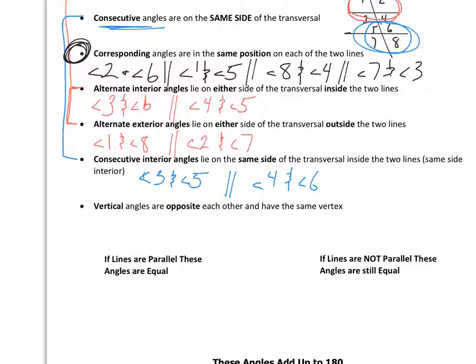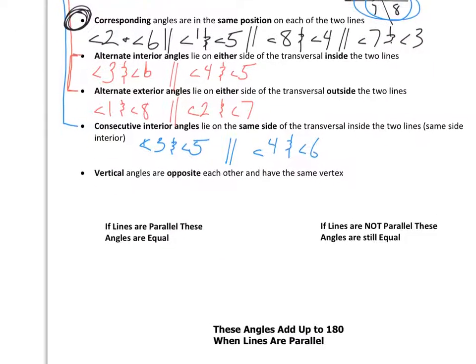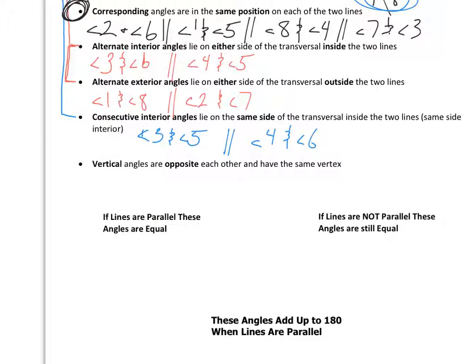All right, and our last kind of angles here, vertical angles. They are opposite each other and have the same vertex. Okay, so again, I'll draw another set of lines down here, hopefully a little bit better. Let's go here and here. Here's my line. Here's 1 and 2 and 3 and 4, 5, 6, 7, and 8.